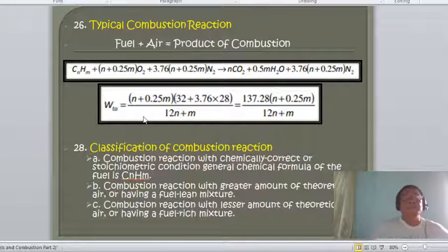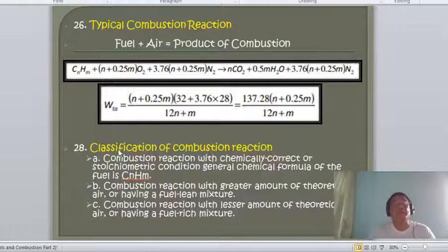So let us now proceed to the classification of combustion reactions. One is the combustion reaction with chemically correct or stoichiometric condition. The general chemical formula of the fuel is CnHm. Take note, when we say stoichiometric, we are referring to the theoretical condition.